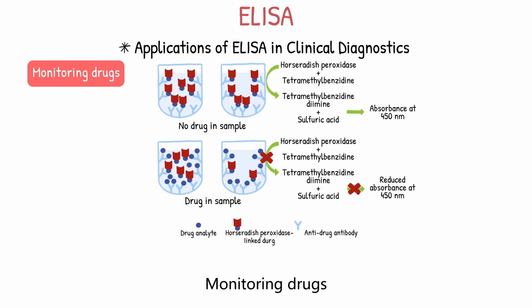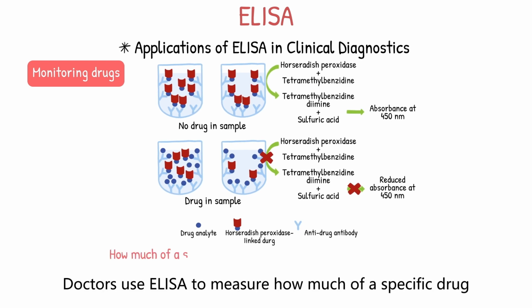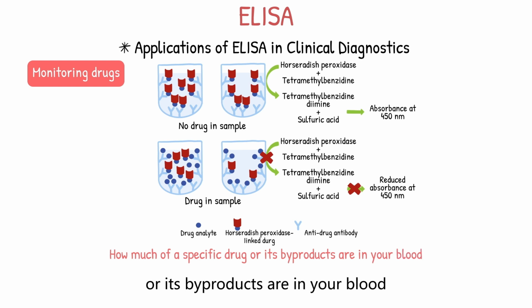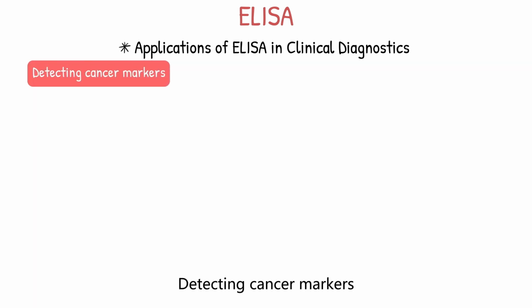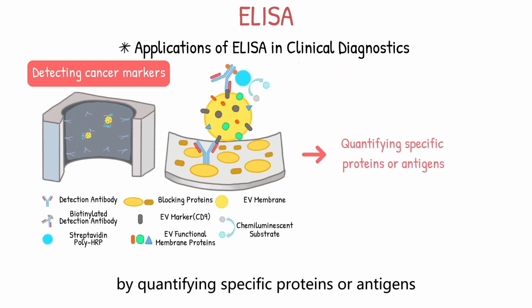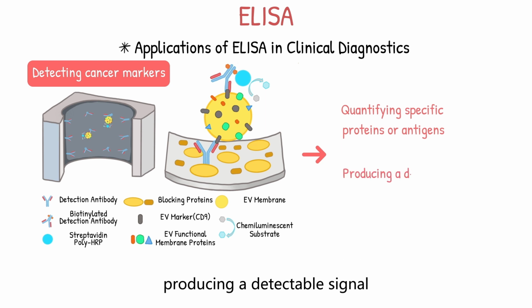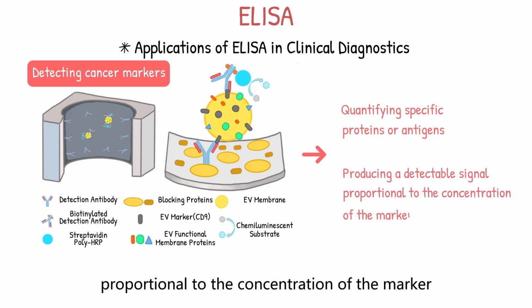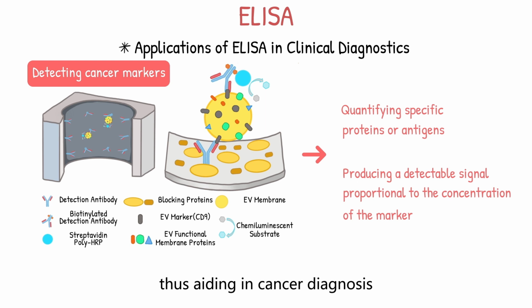Third is monitoring drugs. Doctors use ELISA to measure how much of a specific drug or its byproducts are in your blood. This helps them find the right dosage and check if the treatment is working. Fourth is detecting cancer markers. ELISA detects cancer markers by quantifying specific proteins or antigens, which are associated with cancer cells in biological samples like blood or tissue. The test utilizes antibodies that selectively bind to these markers, producing a detectable signal proportional to the concentration of the marker, thus aiding in cancer diagnosis, prognosis, and monitoring.